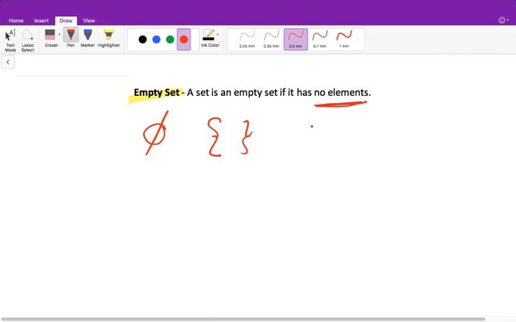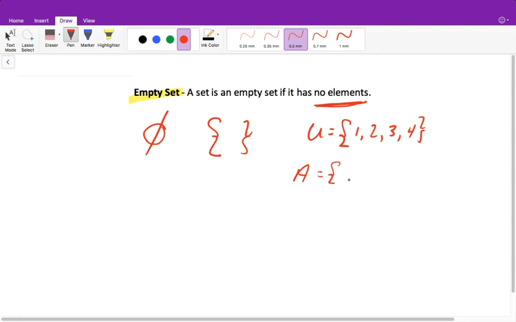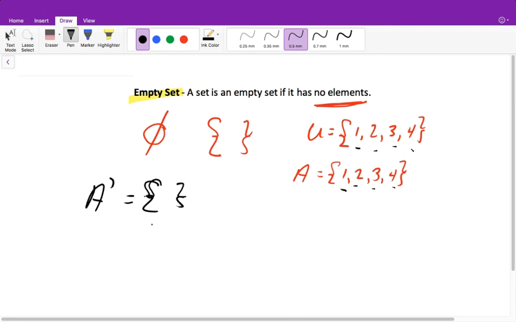So if I tell you that our universe is equal to the set 1, 2, 3, and 4, and then I tell you that our set A is equal to 1, 2, 3, and 4, and I ask you to find our A complement, well, since every single element that's in A is in our universe U and there's no extra, there would be no elements in our A complement. It would be an empty set, so you can either denote it by saying the braces with nothing inside of it, or you can say that our A complement is an empty set. All right, so it just means that there's no elements within that set.